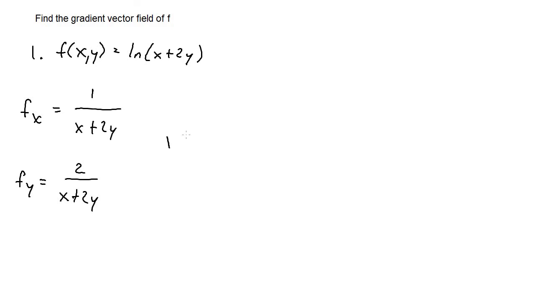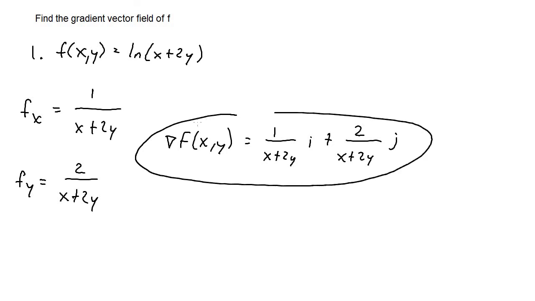And so if we rewrite the formula, you get the gradient vector of f(x, y) is going to be equal to 1 over x plus 2y times i, because it's the x component, plus 2 over x plus 2y times j, because it's the y component. And that's the final answer.